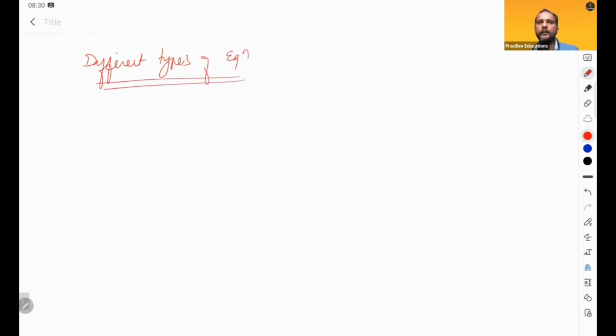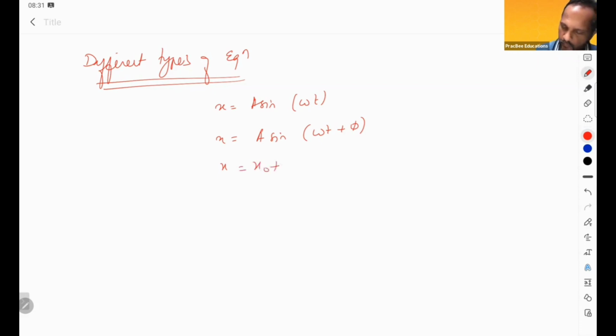Just I'll tell you here. Different types of equation. See, x is equal to a sine omega t. x is equal to a sine omega t plus phi. And x is equal to x naught plus a sine omega t plus phi. All these are equations of SHM. ये तीनों के तीनों ही SHM के इक्वेशन हैं.